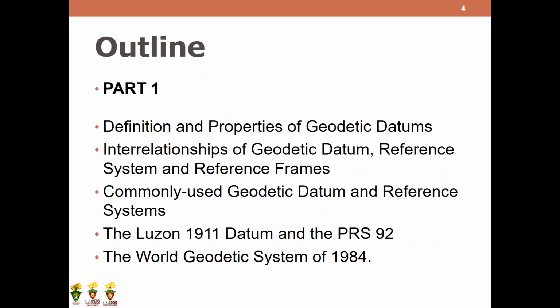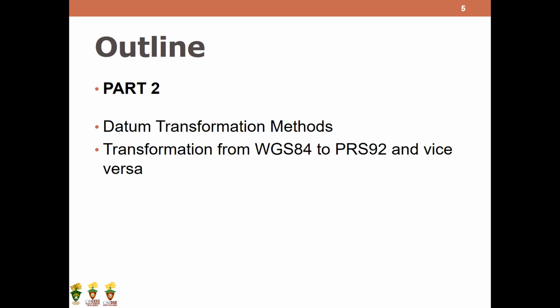For the outline of the presentation, we have two parts for this lecture. Part 1 will be talking about the definitions and properties of geodetic datums, the interrelationship of geodetic datum, reference systems, and reference frames, commonly used geodetic datum and reference systems, the Luzon Datum 1911 and the PRS 92, and lastly the World Geodetic System of 1984. For part 2, we're going to talk about the datum transformation methods and the transformation from WGS 84 to PRS 92 and vice versa.